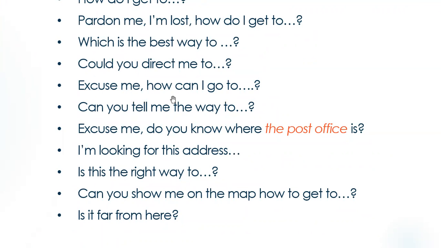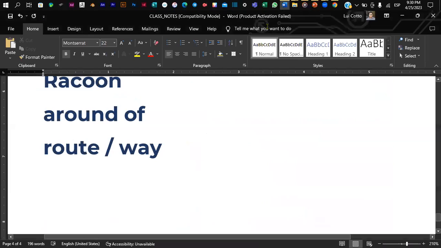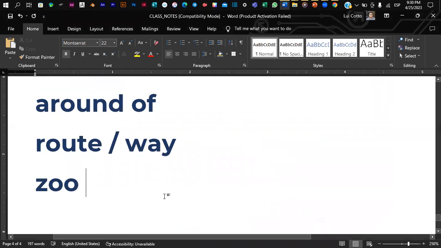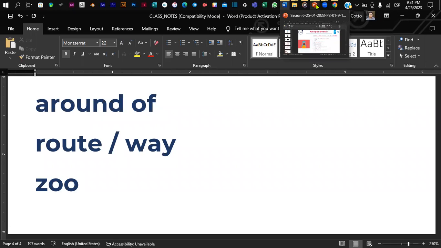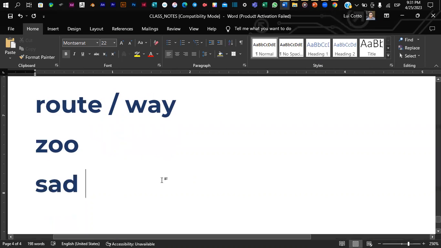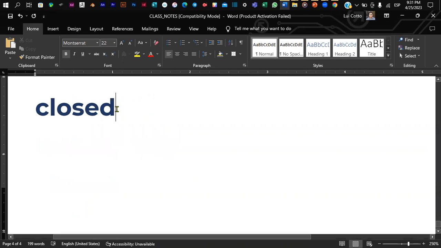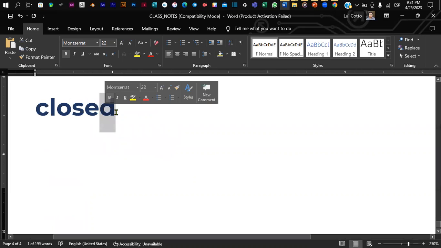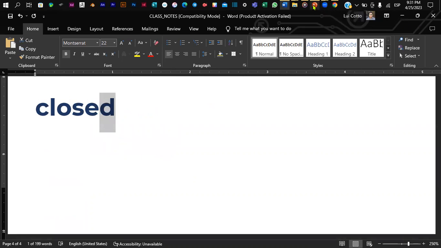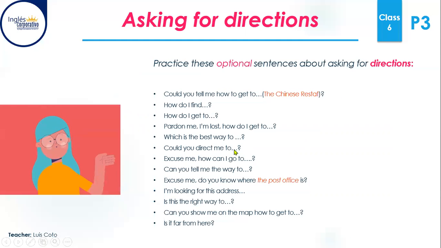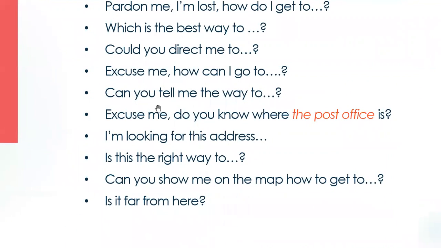Excuse me, how can I go to the zoo? How can I go to the zoo? San Salvador Zoo. What is zoo? No more zoo, right? Not anymore. No more zoo. That is pretty bad. The zoo is closed. Ah, okay. It's closed. Yes, it's already closed. Sorry. No, we don't have the zoo anymore. Okay. But the option is how can I go to, correct.